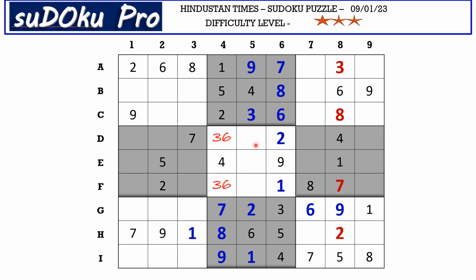We saw that these 3 cells take 5, 7 and 8. Now we have 7 and 8 blocking from F row. So F5 takes 5. There is a 7 blocking from B row. So D5 takes 8 and E5 takes 7.